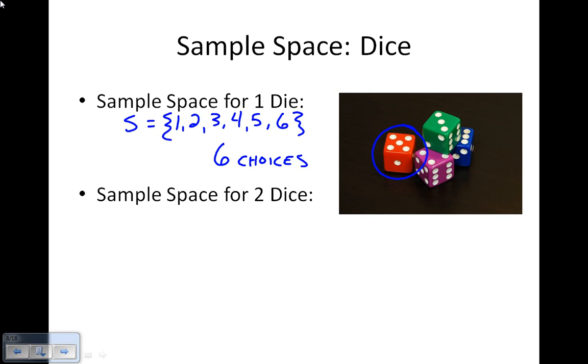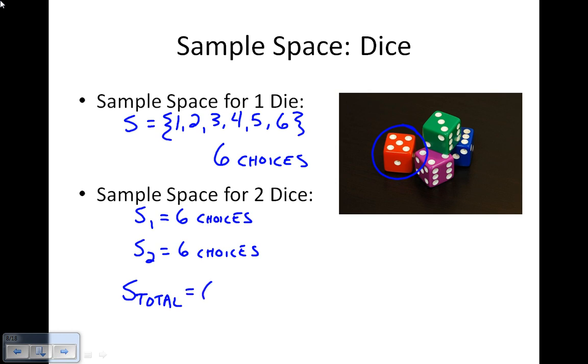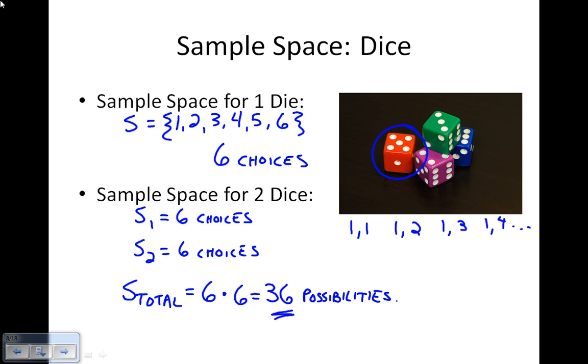Now, if we do it for 2 dice, we have die 1, there's 6 choices. Die 2, also 6 choices. So the sample space total, just like we did before, is going to be my 6 choices times my 6 choices. That means that there are 36 different possibilities if we're rolling 2 dice. Now, could I write them again? Could I write out, I could get a 1 and a 1, I could get a 1 and a 2, I could get a 1 and a 3, I could get a 1 and a 4, and so on? Of course. But you're going to have to write all 36 of those possibilities. It's going to be much faster if you simply multiply them together.